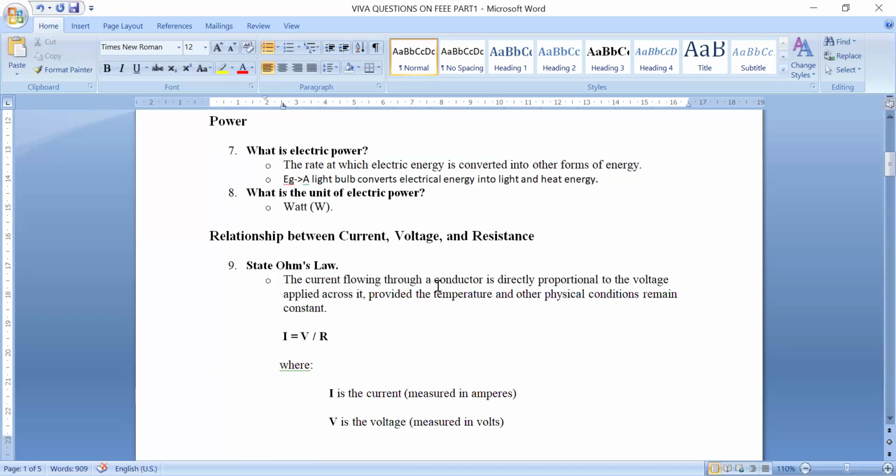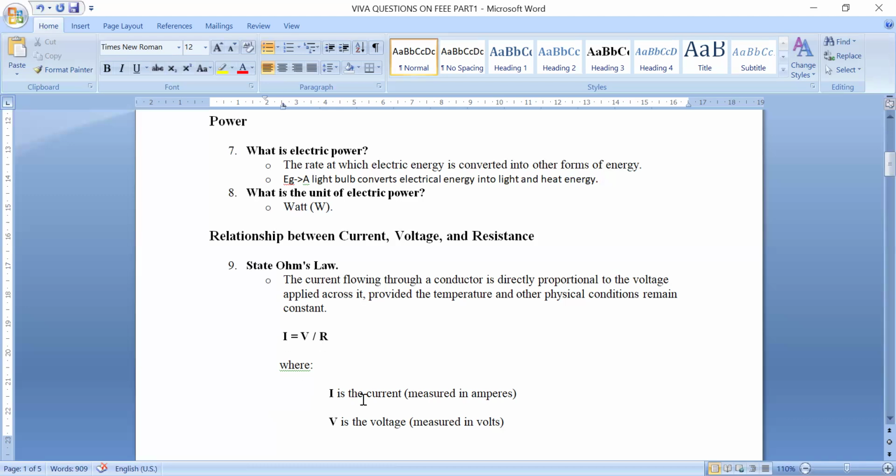The current flowing through the conductor is, this is I. In this formula, you can see I is directly proportional to V and it is inversely proportional to R. The same thing, we can write it in a statement as the current flowing through the conductor is directly proportional to the voltage applied across it. This is directly proportional, provided the temperature and other physical conditions remain constant. So the temperature should be constant.